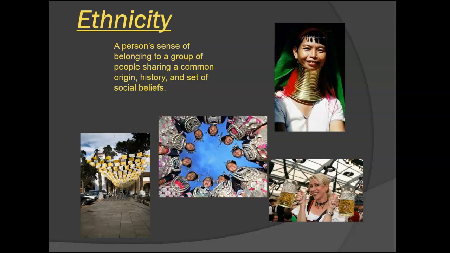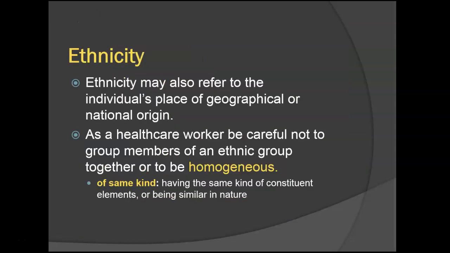So ethnicity is a person's sense of belonging to a group of people sharing a common origin, history, and set of social beliefs. It may also refer to the individual's place of geographical or national origin. So for me, my ethnicity is Italian, Irish, and Polish. That's just where I'm from.